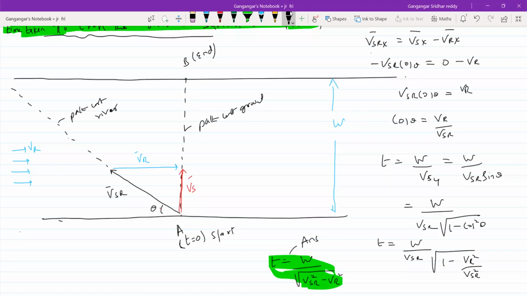You can ask the question, sir, why VSX is 0? Because drift is 0, no? Drift is 0. And why, sir, W by VSY? How VSY equal to VSR sin theta? VRY is 0. So go back to again the same basic way. So this will be VSR sin theta. That's why VSY has become VSR sin theta. These are some background.